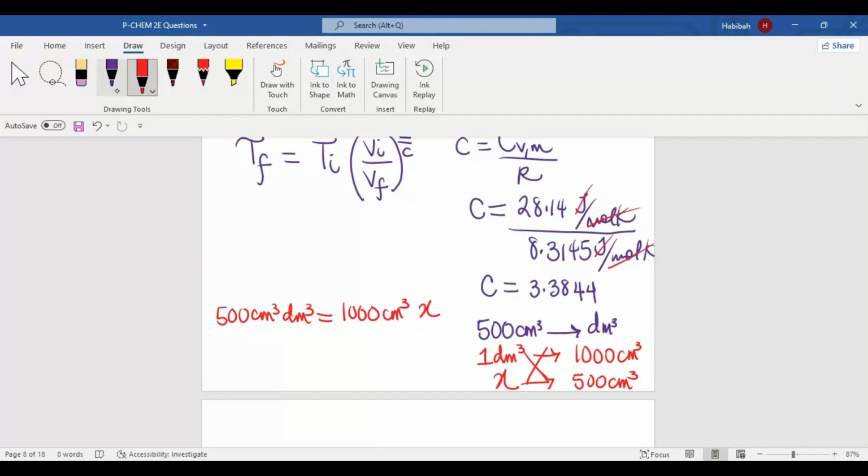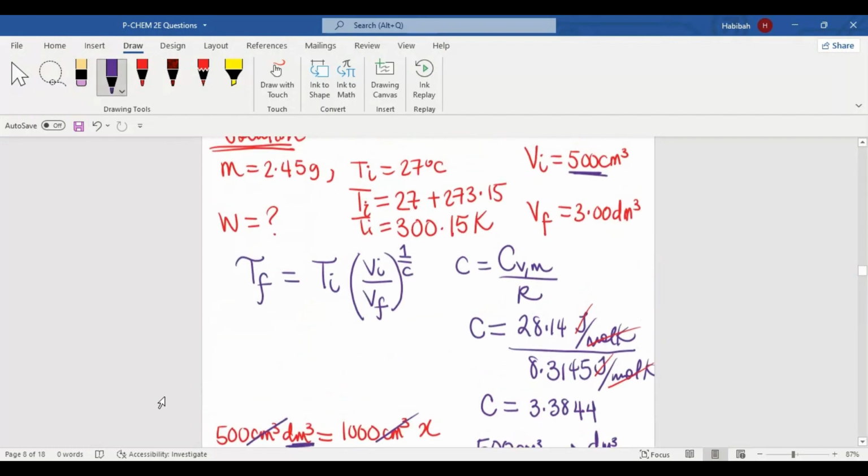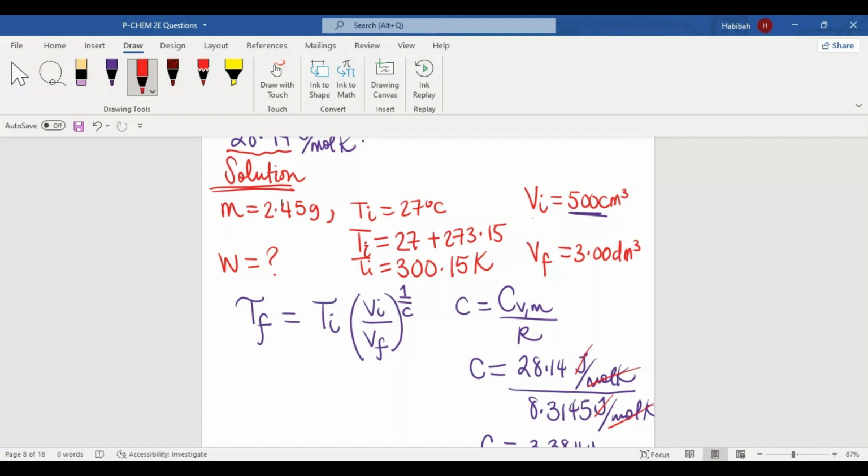We're trying to find x. Let's cancel out centimeter cube, because we're trying to solve for decimeter cube, and we have the unit on both sides of the equal sign, so we can simply cancel that out. So x is going to equal 500 decimeter cube divided by 1000, which is x equals 0.500 decimeter cube. So that's the answer to that. Let's go up and write the proper V initial that we're going to be using in this question. It's going to be 0.500 decimeter cubed.